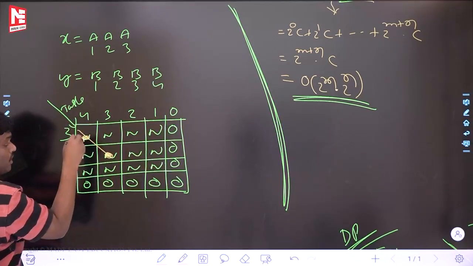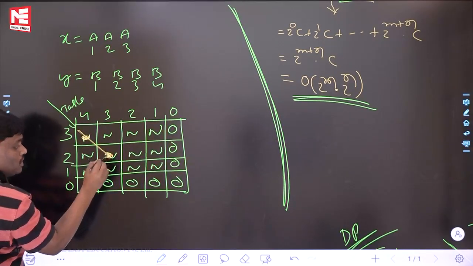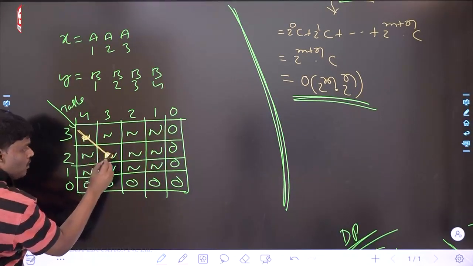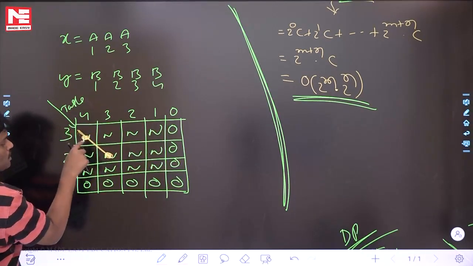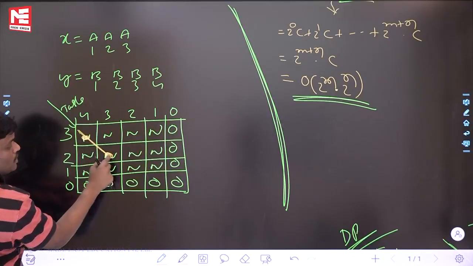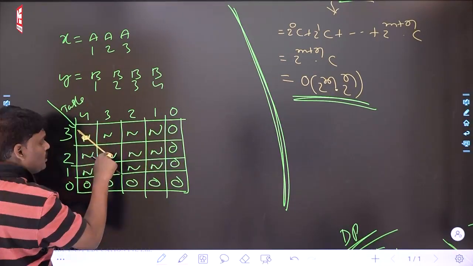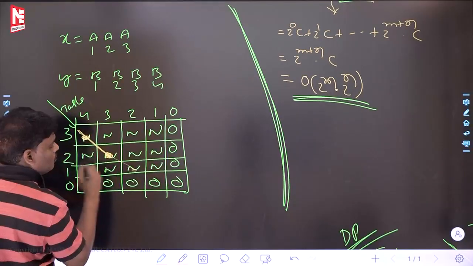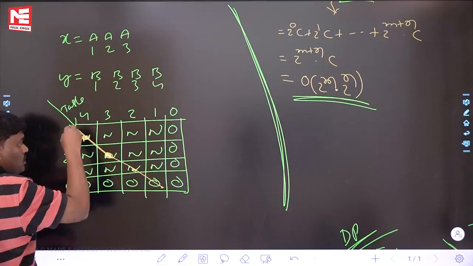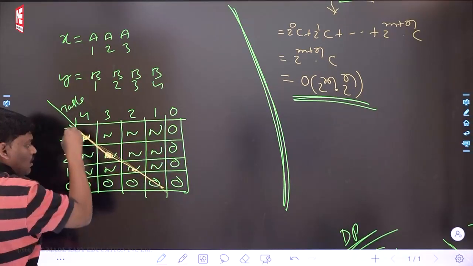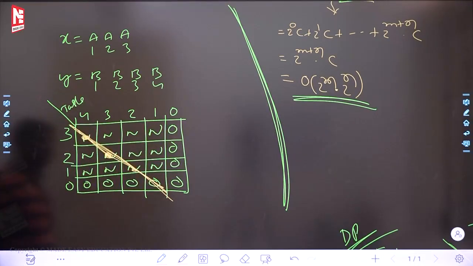Here matching there. See, the answer is not there, it's okay, but matching there. So 1 plus decrement both means this one. So 1 plus this answer you add, you will get this. Suppose here also not available, but match there. 1 plus decrement both means this one. So whenever matching there, you will see you need only diagonal elements. Please be careful.